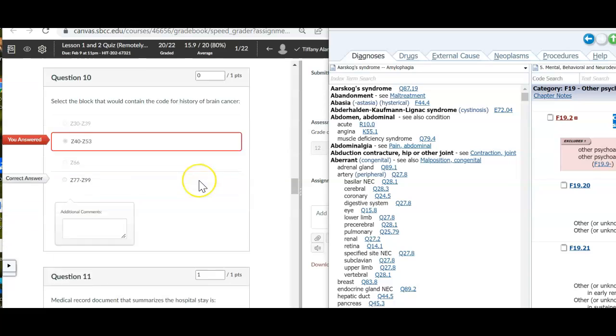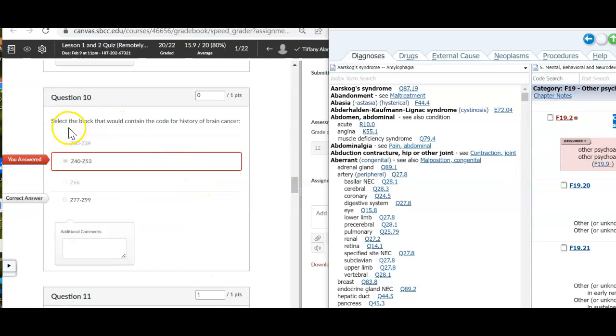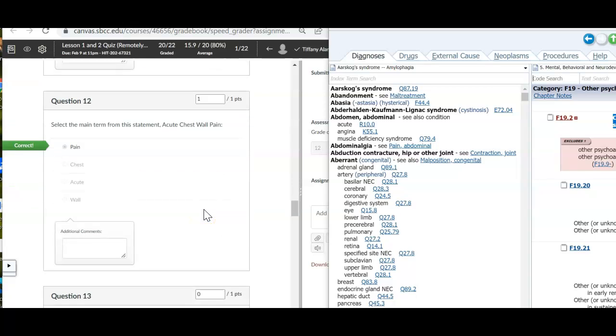All right, move down to number 10. Select the block that would contain the code for history of brain cancer. Okay, so once again, the block, and the correct answer is going to be Z77 through Z99. Make sure you double check that.